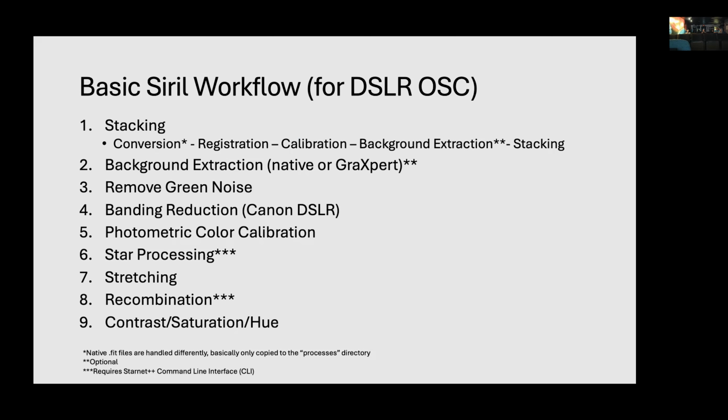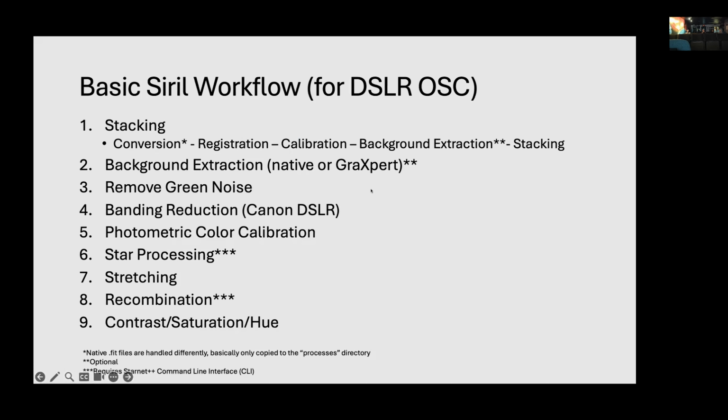Removing green noise is a DSLR specific thing, but you would do that. Banding reduction, I believe, is specific to the Canon DSLRs. It's usually horizontal bands. I believe you can get vertical ones too. The photometric color calibration, I think it's the same name in PixInsight, right? Yeah, it's basically the same thing there. Then star processing, stretching, recombination, and then just adjusting your levels to finish off.